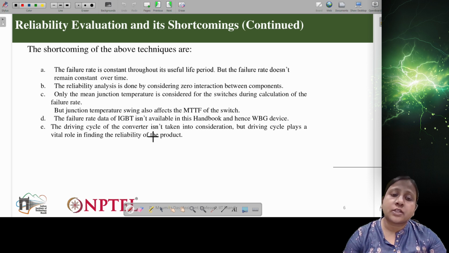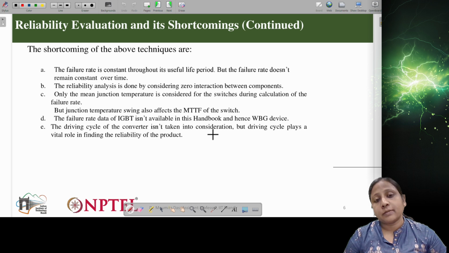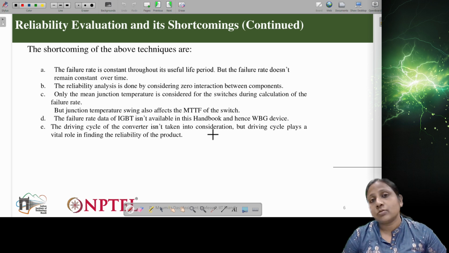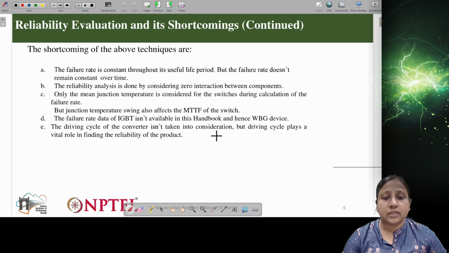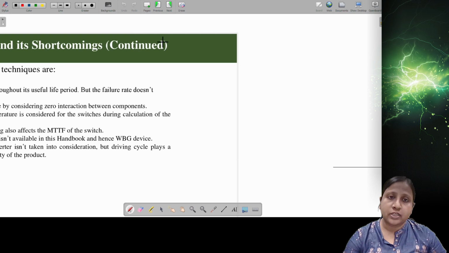The driving cycle of the converter isn't taken into consideration. We have to consider what the different stresses will be, because as the driving cycle changes, stress in the devices will change, and that is going to affect the failure rate again. So this driving cycle plays an important role in finding the reliability of the product. These are the things we need to consider which are not given in the existing handbook.